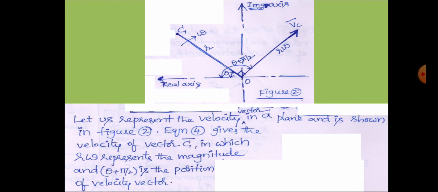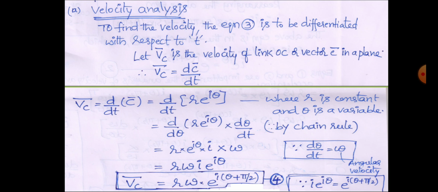So therefore, I have drawn from the origin one vector at any length, first of all, perpendicular to the velocity vector, because its angle is theta plus pi by 2. And on that vector I should cut in magnitude of how much? R omega, and I will write it as Vc bar. So Vc bar is the vector where its magnitude is R omega, and angle which it makes is theta plus pi by 2, because the velocity vector is leading the displacement vector.